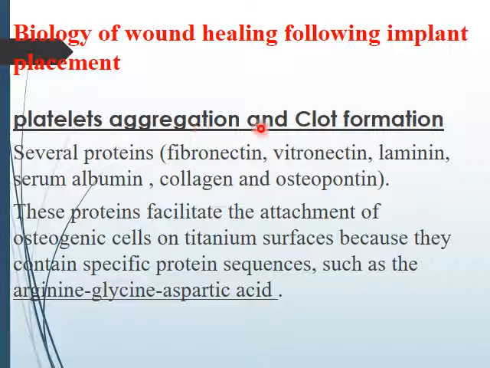Platelet aggregation and clot formation. Several proteins, like fibronectin, vitronectin, laminin, serum albumin, collagen, and osteopontin, facilitate the attachment of the osteogenic cells, or osteoblasts, on the titanium surface because they contain specific protein sequences such as arginine, glycine, aspartic acid.